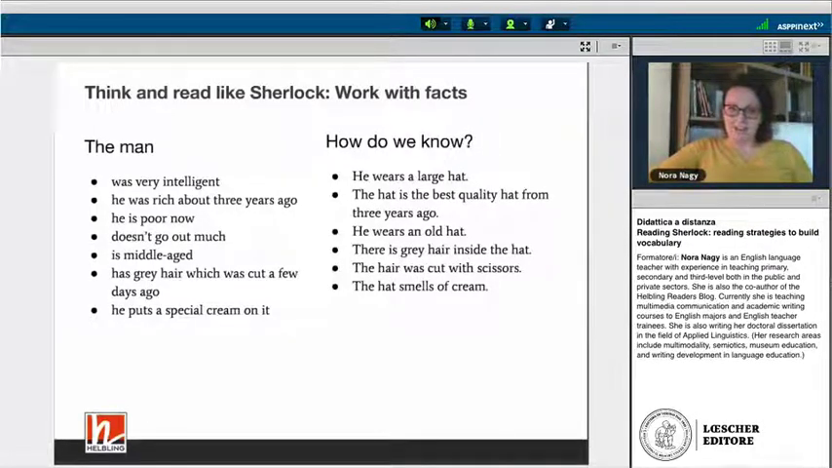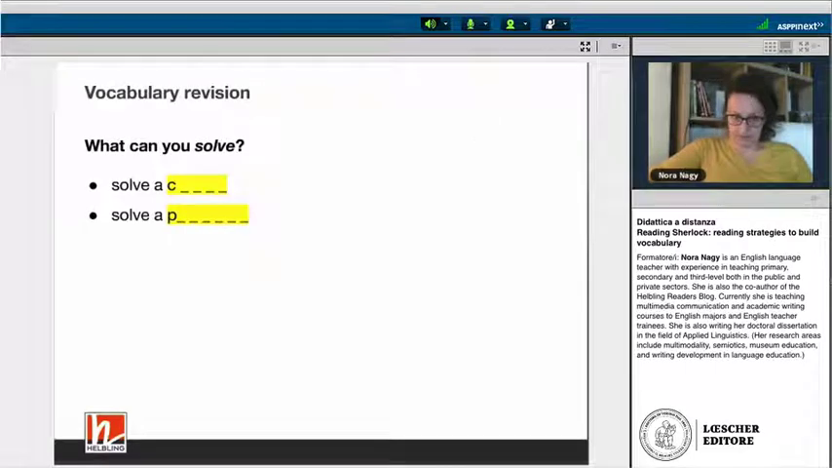All right. So let's check some vocabulary now. We are moving on to work a bit more with vocabulary. Can you remember 2 words that you can solve? What are the 2 things that you can solve? You can solve a case, crime. All right, let's see what you are saying. Lots of answers coming in so quickly. So nice. Okay, so it was crime and problems.